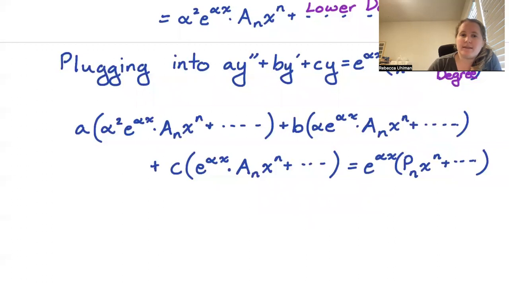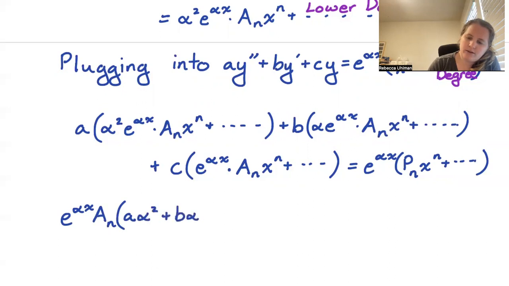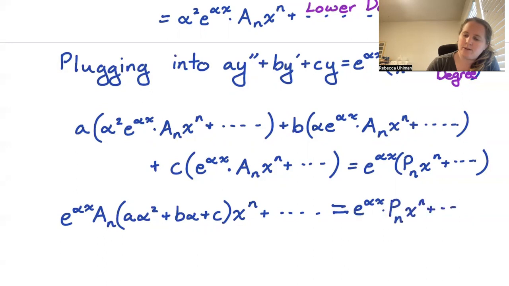So we can rewrite this left-hand side. We can pull out the e to the alpha x and an from our high degree term, and we have a alpha squared plus b alpha plus c all times x to the n. And then we would have plus a bunch of lower degree material. And this should equal e to the alpha x times p sub n, x to the n, plus a bunch of lower degree.